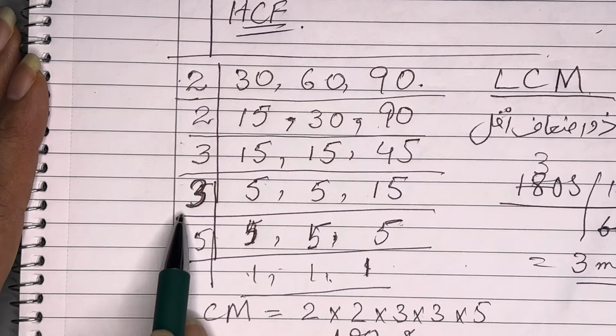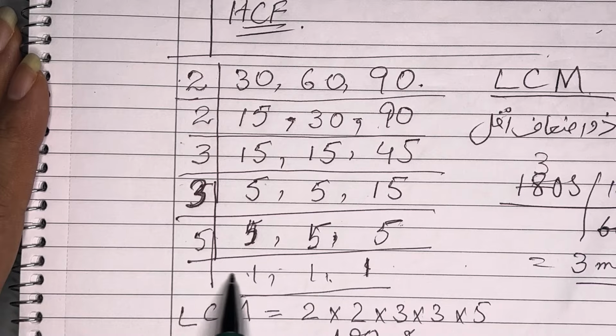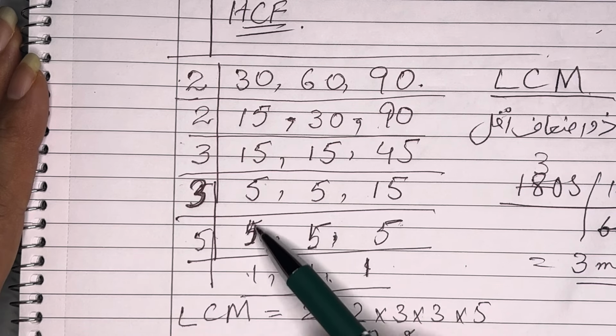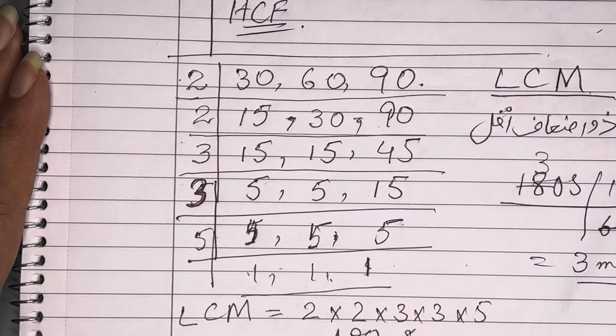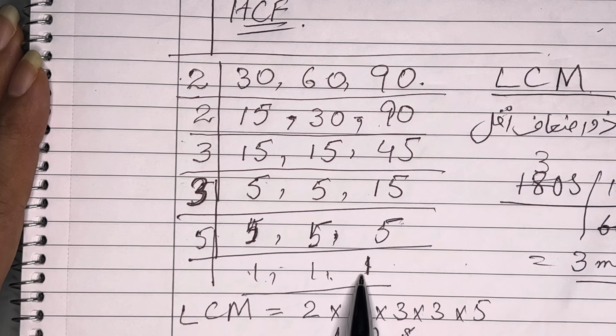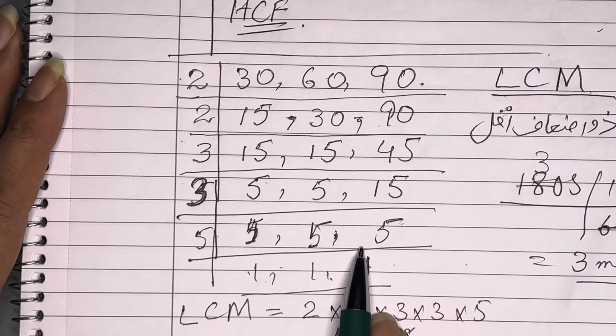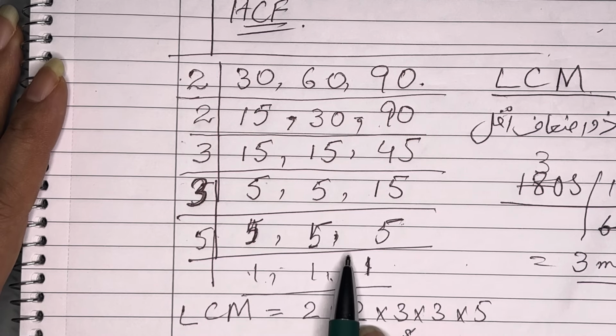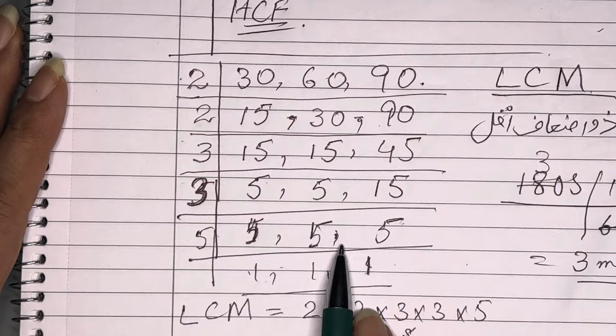So LCM is something when we are looking for the multiples, and for those multiples we will divide everything step by step until and unless we get 1 1 1 at the end, right? So this is LCM.